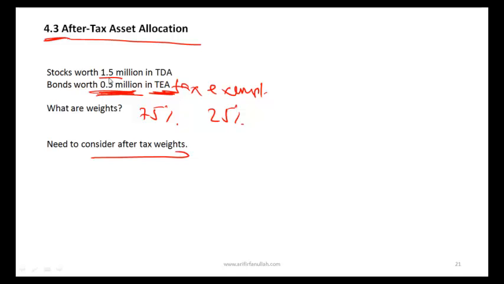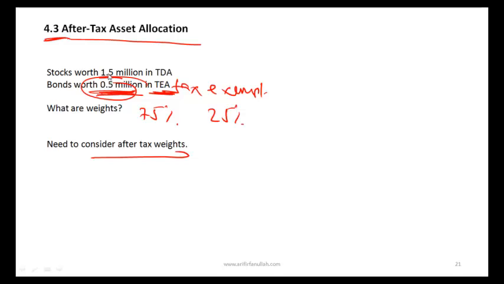What about the stocks? Can the same thing be said about stocks? If the stocks double, will you be paying taxes? You will be paying taxes. Therefore, simply saying 75%, 25% is not right. Bonds 0.5 million is okay. What you also need to then take is the after-tax number for stocks.